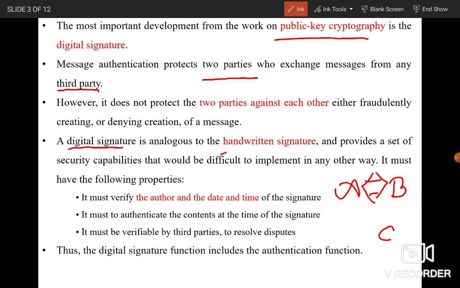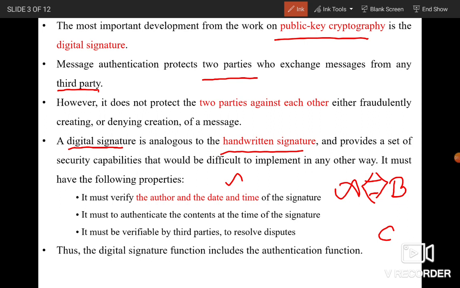It is very much the same as the handwritten signature. So usually in a document, why are we putting a signature? To verify ourselves, and the date and time and the contents which are present in that document. So for the same purpose we are using a digital signature. It is the signature created digitally. It provides a set of security capabilities.